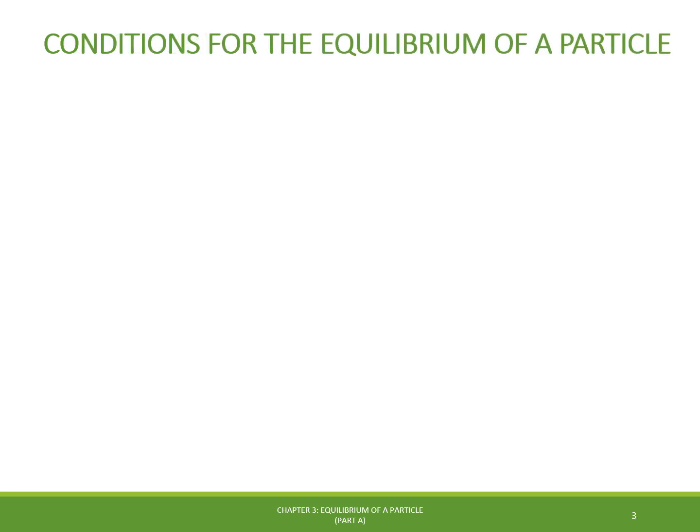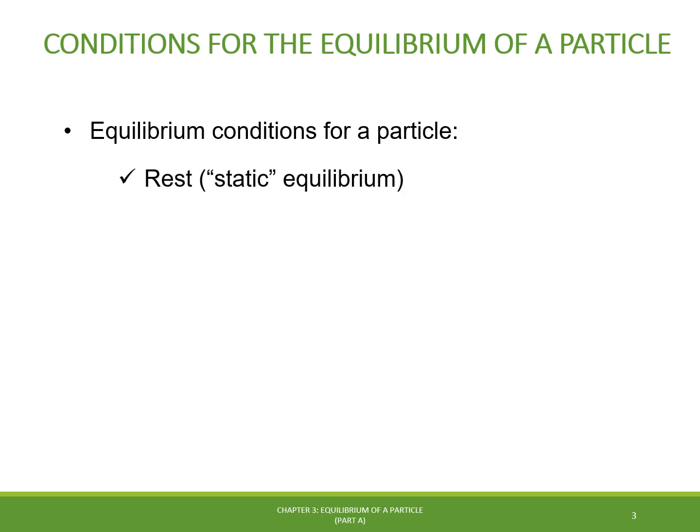Let's start by verifying the conditions required for the equilibrium of a particle. We remember from chapter 1 that Newton's first law of motion assures that a particle is said to be in equilibrium if it remains at rest, which is also sometimes referred to as a static equilibrium, or if that particle moves at a constant velocity.